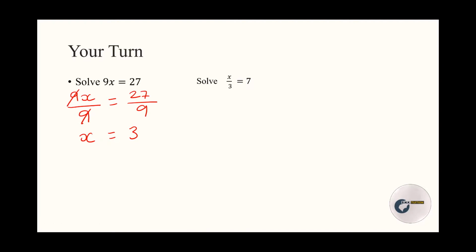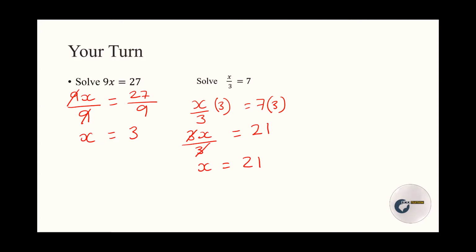So x over 3 is equal to 7. Well, here x is being divided by 3. So to get it by itself, I must multiply by 3. So I'll write x over 3 multiplied by 3 is equal to 7 multiplied by 3. Now this makes 3x over 3, and here it makes 21. So I will cancel that, and x is equal to 21.